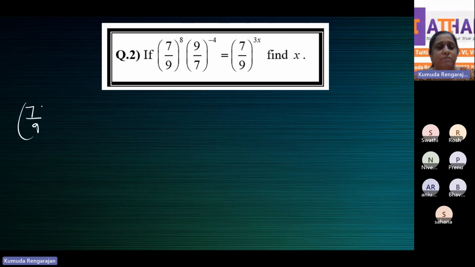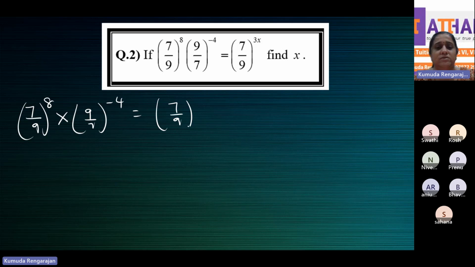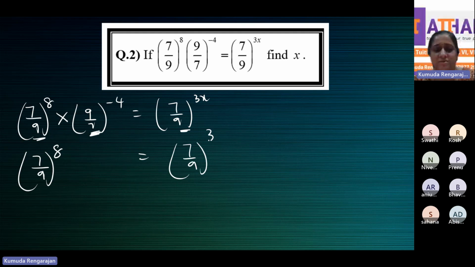Yeah. Now let's answer this. 7 by 9 the whole power 8 into 9 by 7 to the power minus 4 is equal to 7 by 9 to the power 3x. Now you should decide what base you want to have everywhere. Since this is 7 by 9 and 7 by 9 here, you want this also to be 7 by 9. So we'll write this 7 by 9 to the power 8 as it is, equal to 7 by 9 to the power 3x as it is. This 9 by 7, you want it to become 7 by 9.